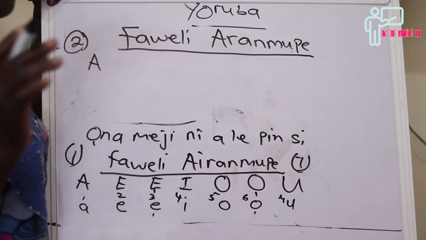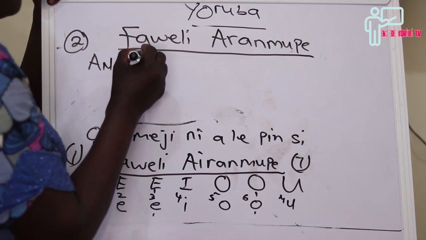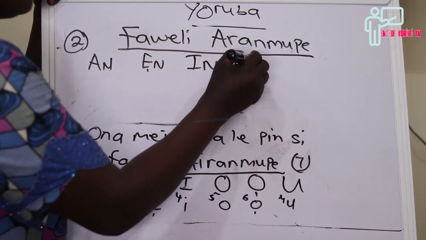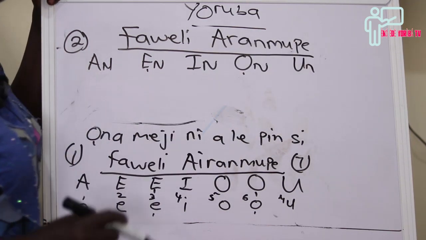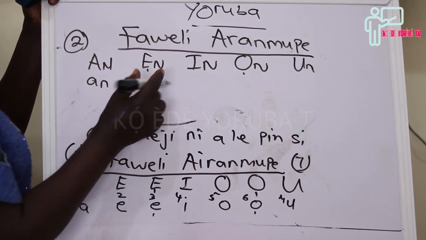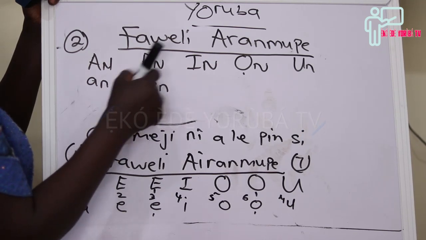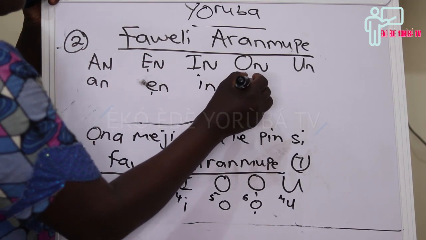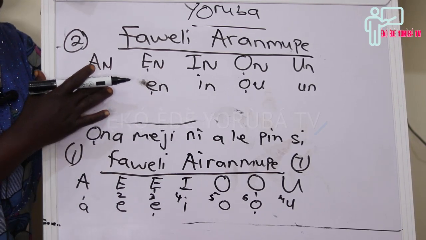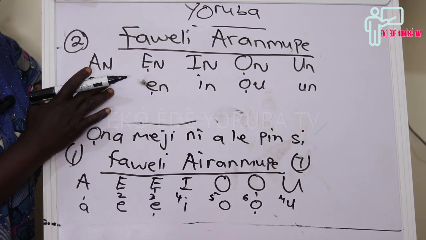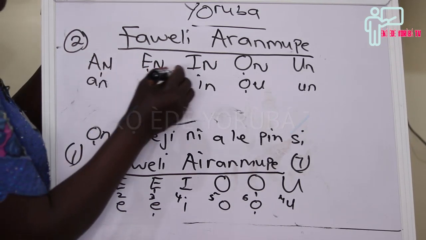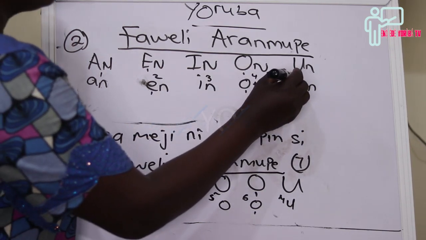So I will write the capital letter first. Our letters here, all these letters, they are 5 in numbers. They are 5 in numbers in Yoruba. I want to write it down. 1, 2, 3, 4, 5.